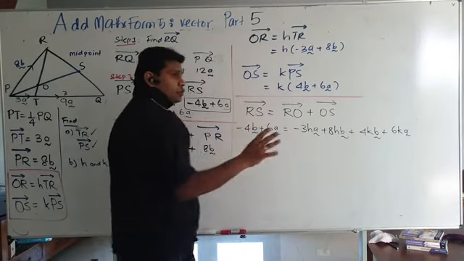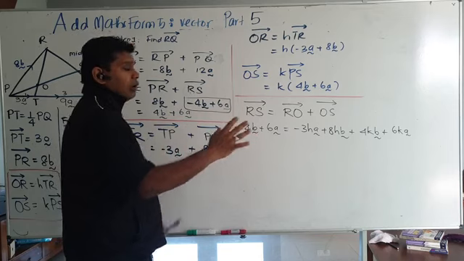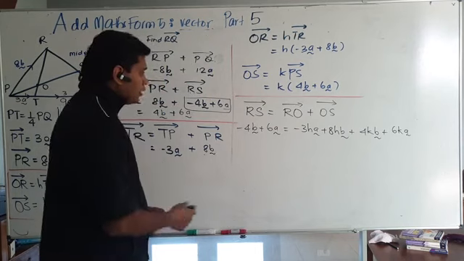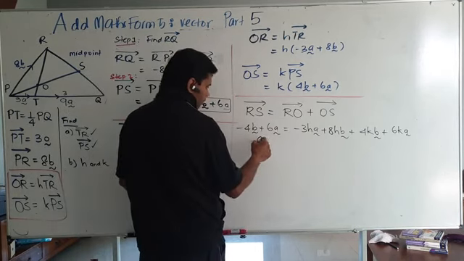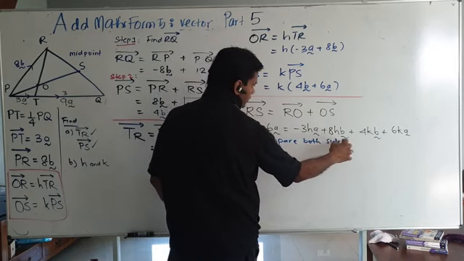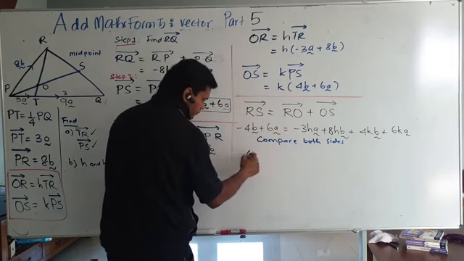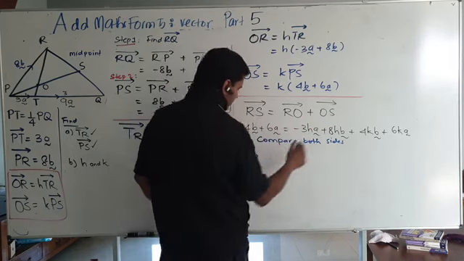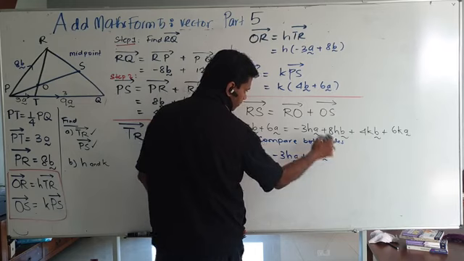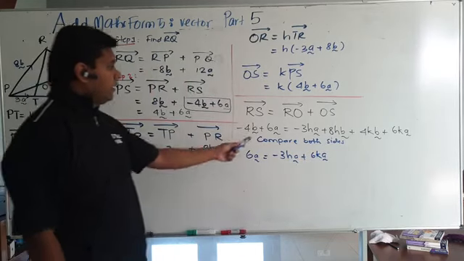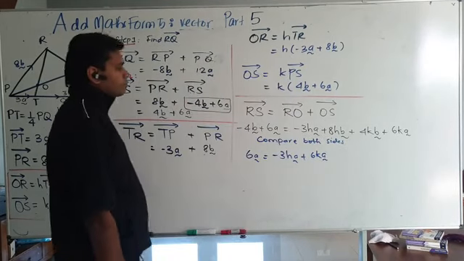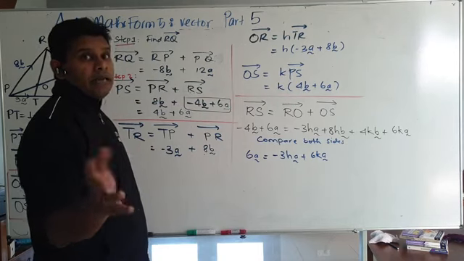Now remember, in vector, we don't solve questions in normal algebra way. We just do comparing. So how do we compare? The A on this side, so please write down in exam, compare both sides. So 6A here will be same as all the A's on the other side, which is negative 3HA plus 6KA. You see, the A here is the same as this A plus this A. So it's always done like this through comparing A and A, B and B.